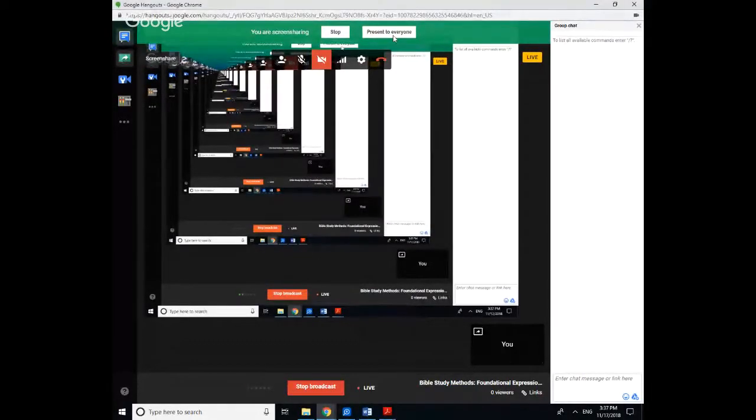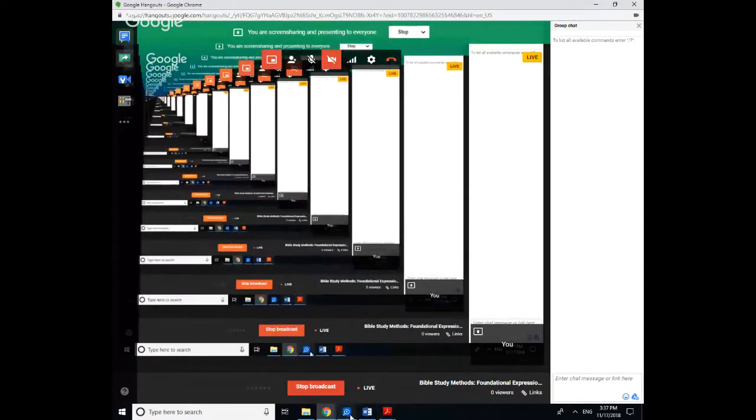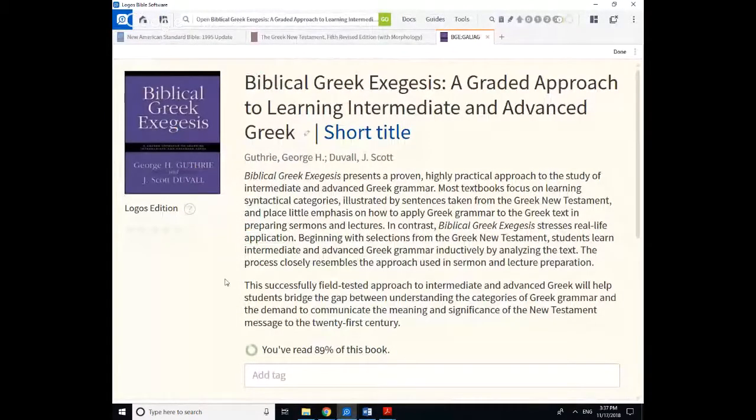So I'm pulling it up right now. I'm going to share my screen at this moment. I didn't share it in the beginning because I was trying to avoid the kaleidoscope effect. So here we are. Okay, present to everyone. So this is the book that I get these categories from. And so I have found these categories helpful.